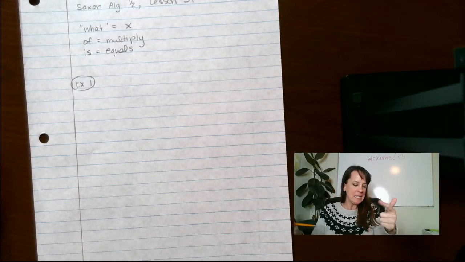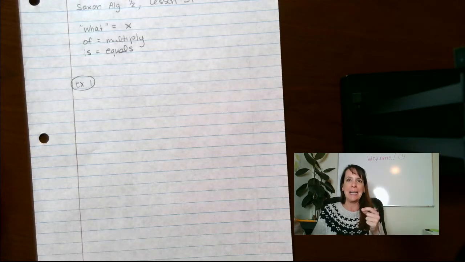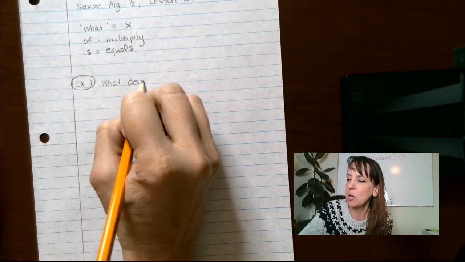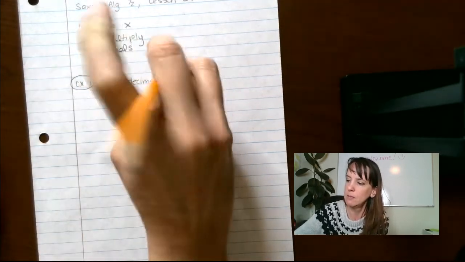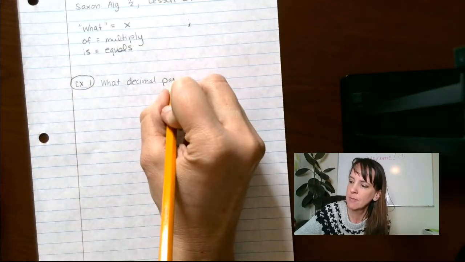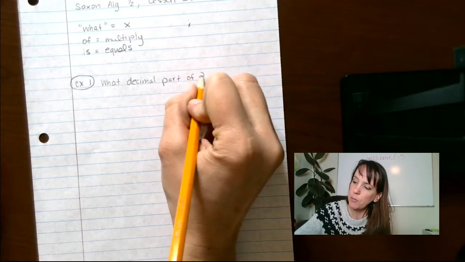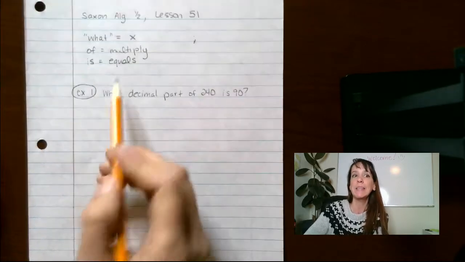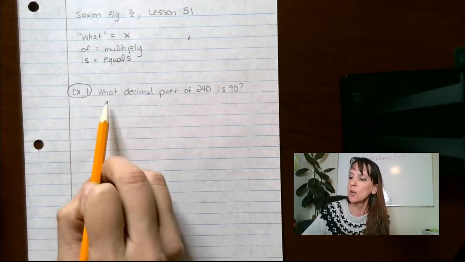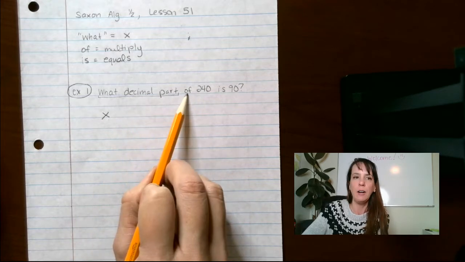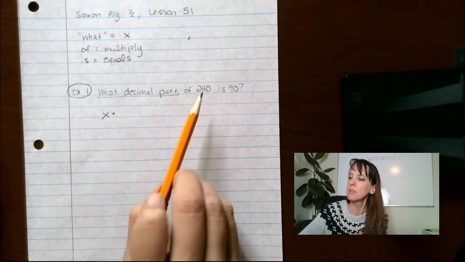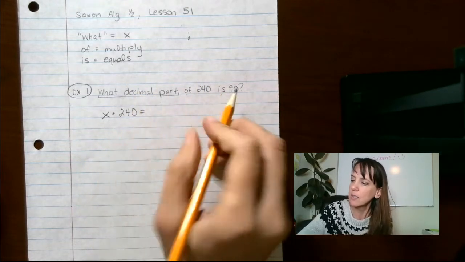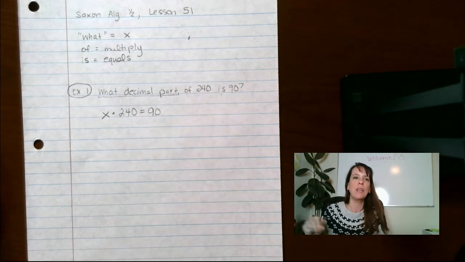Example number 1 says, what decimal part of 240 is 90? I'll write it down for the first few. What decimal part of 240 is 90. Here's how this works. The word what means X. So X, so what decimal part, and the word of means multiply, times 240, is means equals 90. Bam, we have an equation that we can solve.